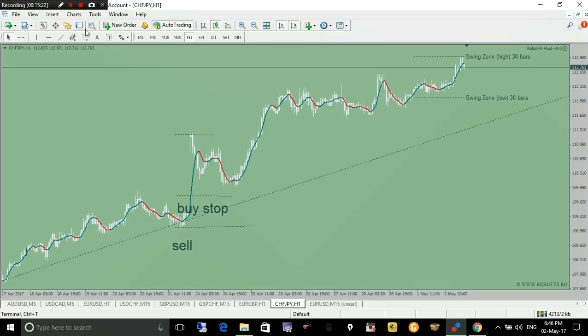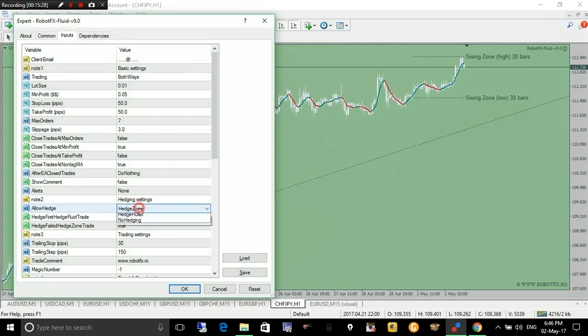Now, the other method of hedging a losing trade and recovering the loss from a losing trade is hedge fluidly. And when we hedge fluidly, basically we are trading with the trend, normally. The only difference is that we can hedge first: hedge first, hedge fluid trade, set this to true if you want the expert advisor to place an opposite pending order for the first trade that it will open.